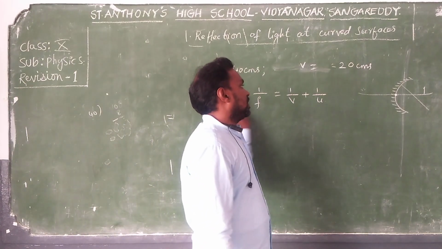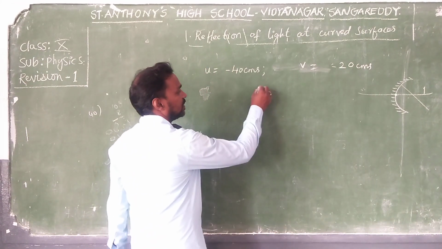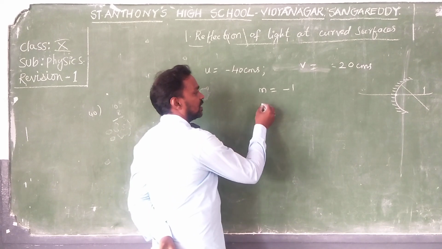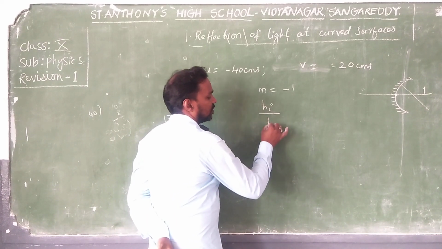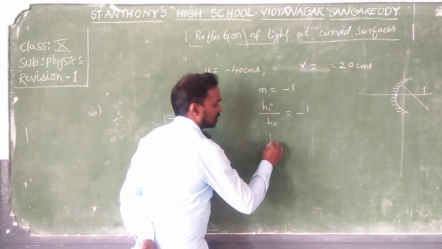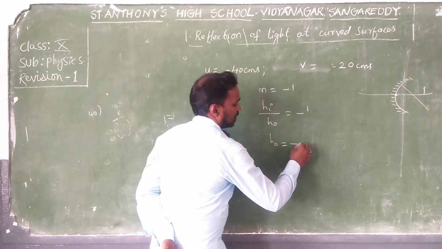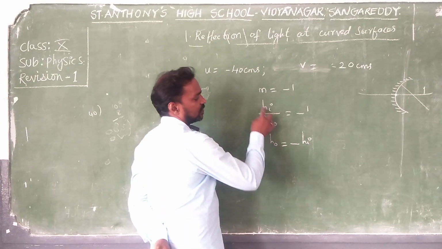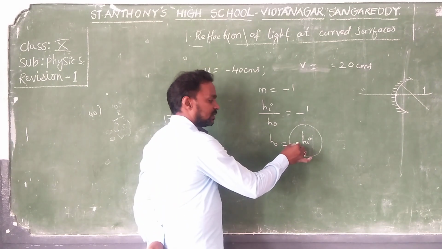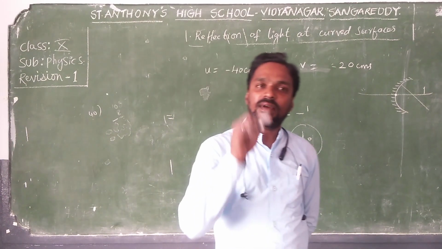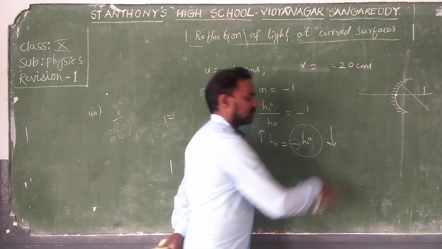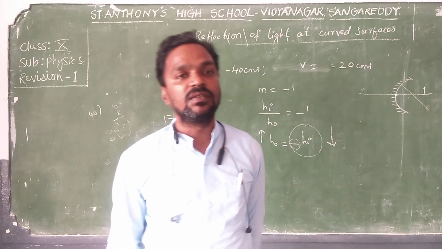One question is there. The magnification of an object is -1. So magnification is given as -1. The magnification formula, as you already know, is height of the image by height of the object is equal to -1. Now if I cross multiply, height of the object is equal to minus of height of the image. That means the image is inverted. The minus in the magnification indicates that one is upward and the other is downward. So an inverted image is formed.